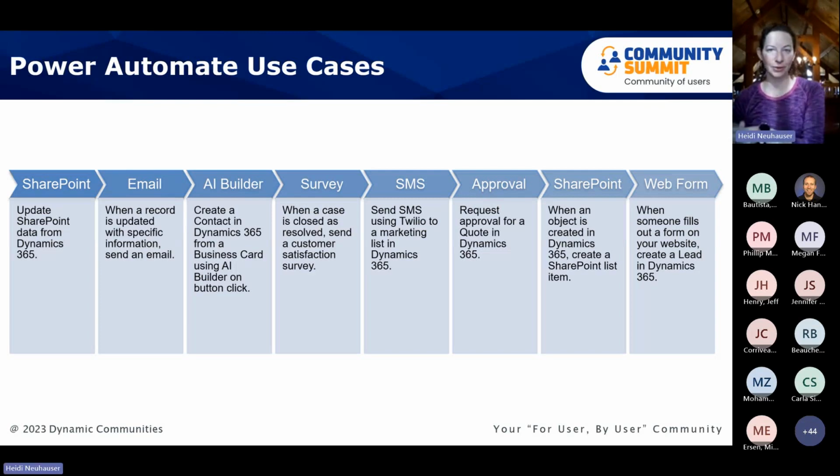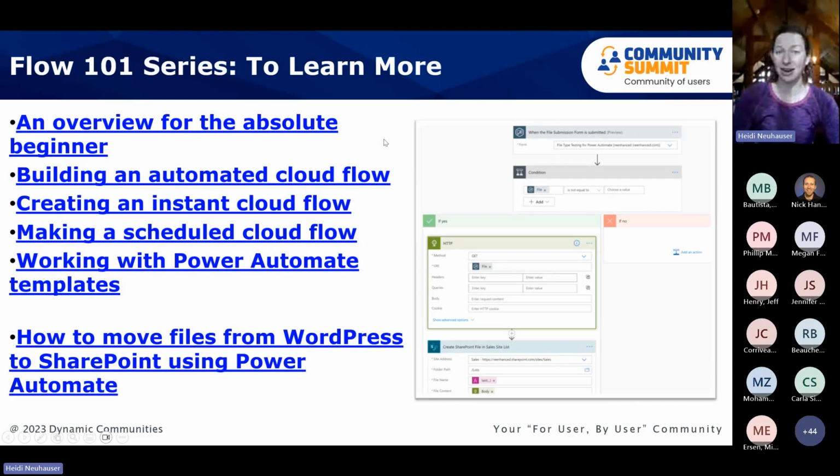SMS, I want to send a text message using Twilio to a marketing list that I've created in Dynamics. Approvals, these are often the first foray into Power Automate from our CRM users because everyone has a process that needs approval that you can automate. So the example I have here, request approval for a quote in Dynamics 365. SharePoint again, when an object is created in Dynamics 365, maybe I want to create a SharePoint list item for another group in my organization. Web form, when someone fills out a web form on my website, create a lead and push it to Dynamics for sales. These are just a couple ideas to get you started, but the possibilities really are endless.